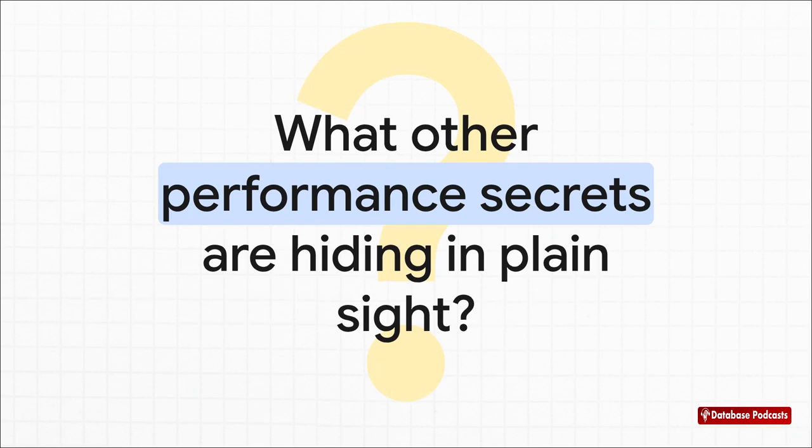So that leaves us with one final, big question to think about. We've just seen how one small change in thinking, from a list to a dictionary, can create a mind-boggling leap in performance. And it really makes you wonder, if choosing the right data structure is this critical for speed, what other massive performance secrets are hiding out there just waiting for us in plain sight?